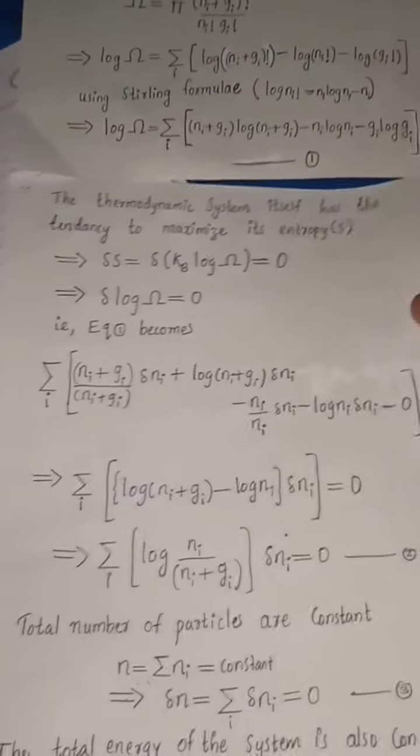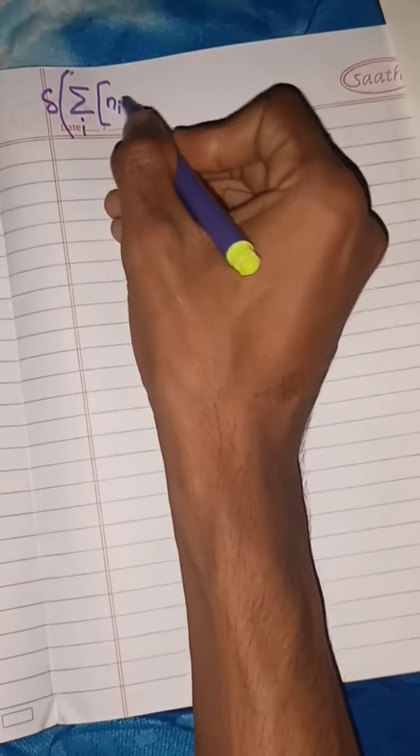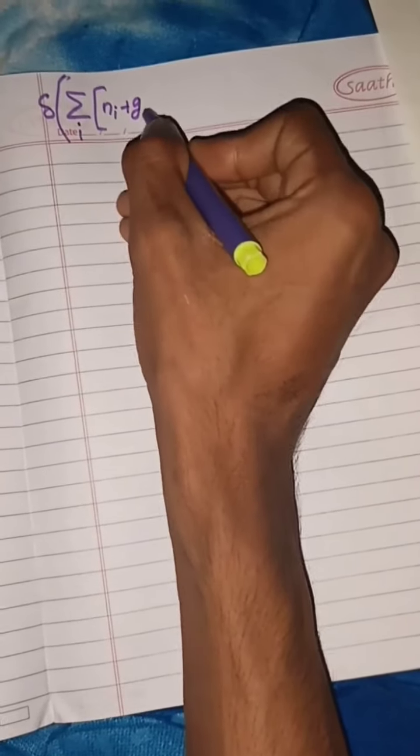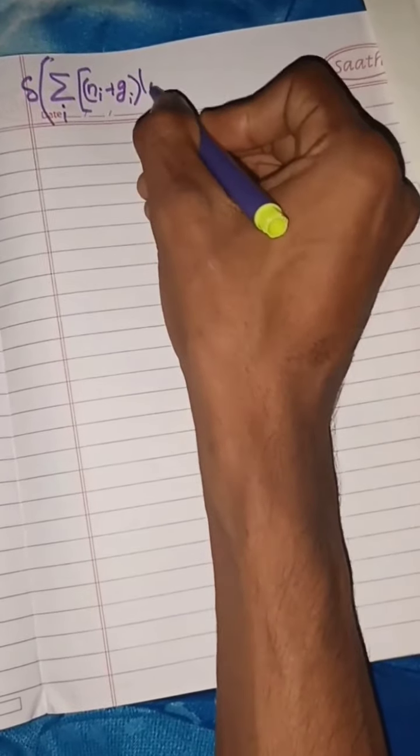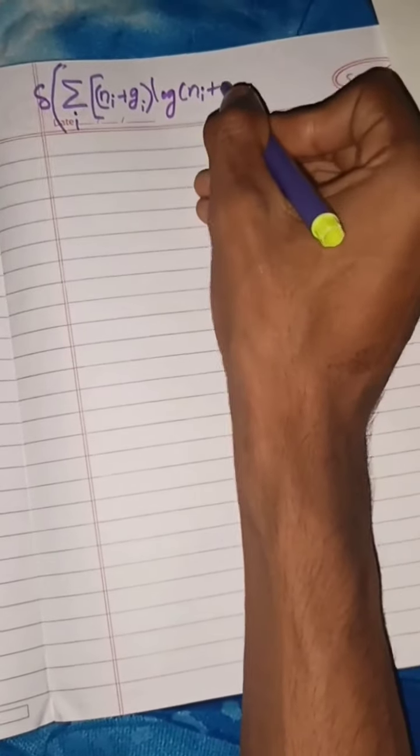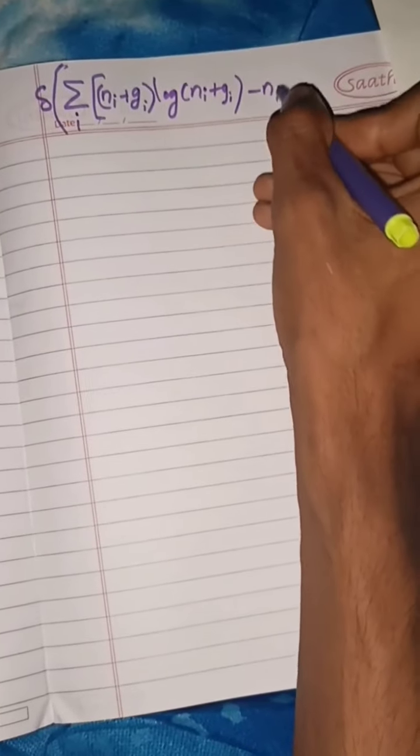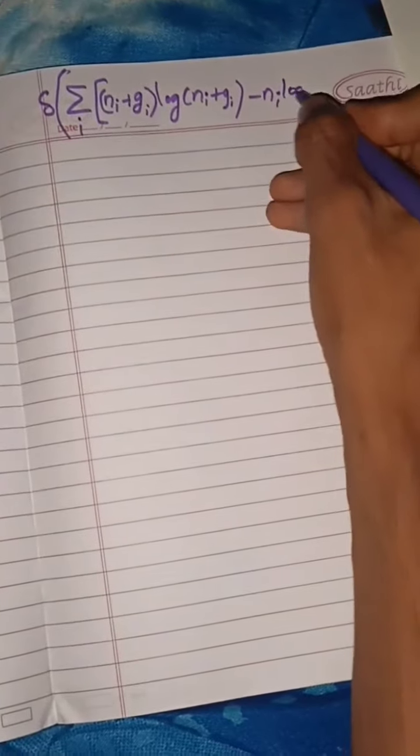So let me take the differential. So I can write the differential of summation over i of (ni plus gi) log (ni plus gi) minus ni log ni minus gi log gi.